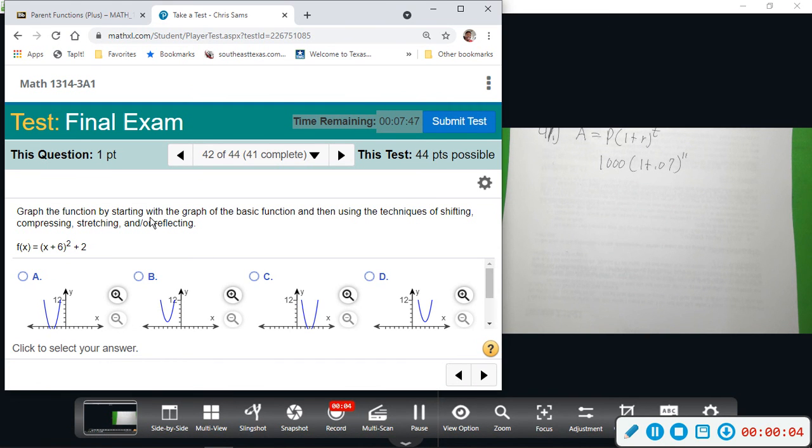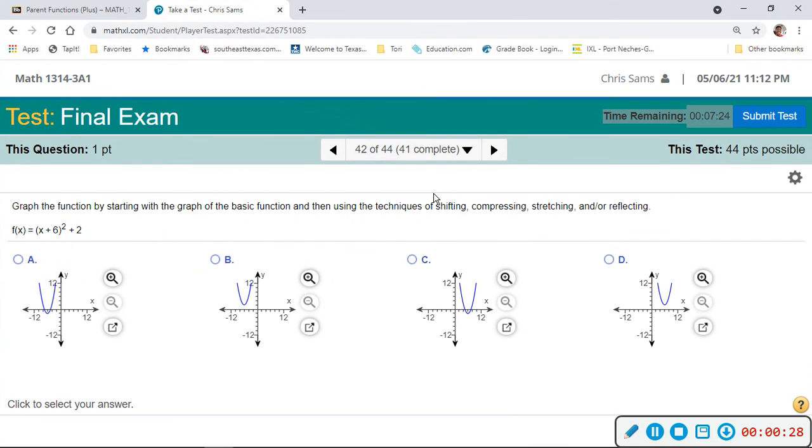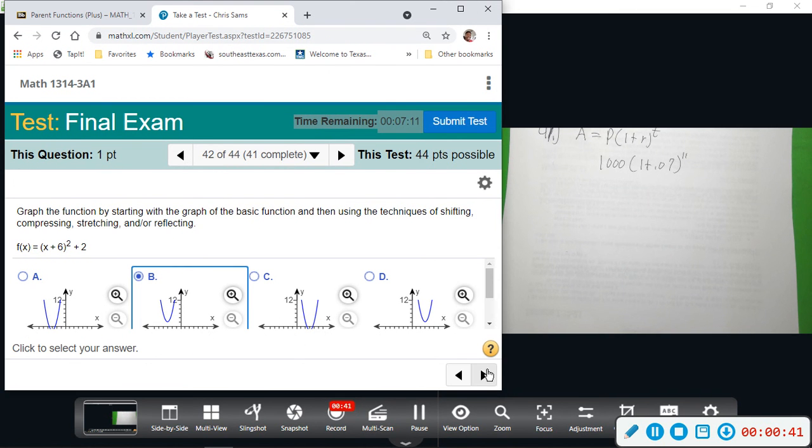Alright, number 42, we want to graph the function by stating the graph's basic function, then using the techniques of shifting, compressing, stretching, or reflecting. So since I see x squared, I know parabola. Plus 2 will move up 2, plus 6 in parentheses will go left 6. So I want a graph that's going to go up 2 from the origin and left. So B is up and left. None of the others are. So answer choice B will best fit.